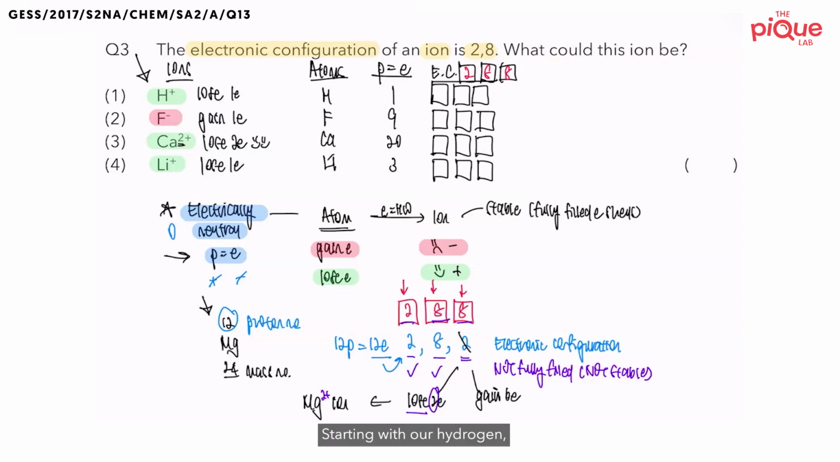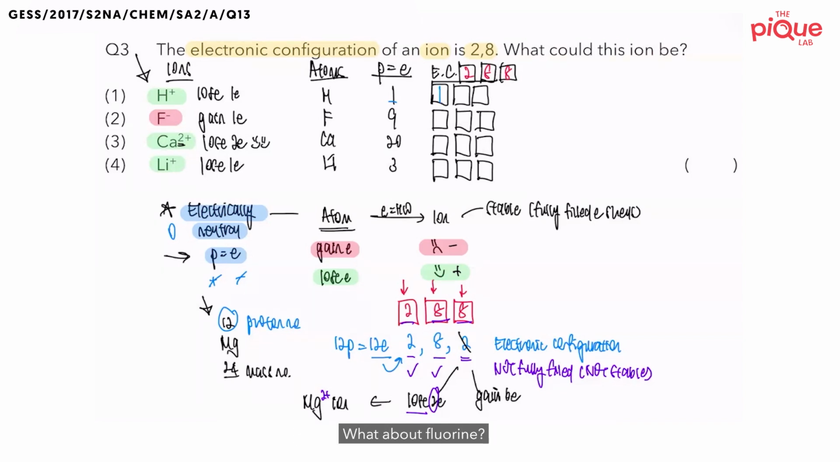Starting with our hydrogen, we know that there is 1 electron. But do I put the 1 electron into the first, the second, or the third shell? The rule is to add electrons from the innermost shell first. So I will add the 1 to the first shell.